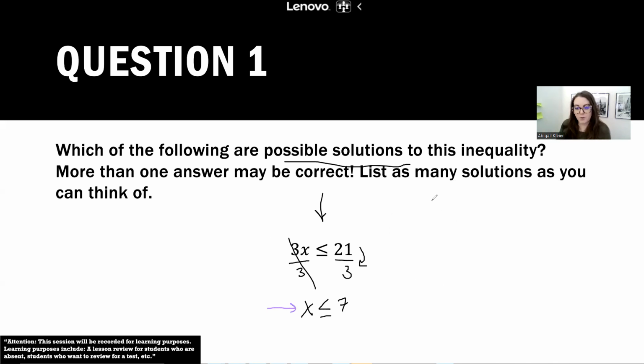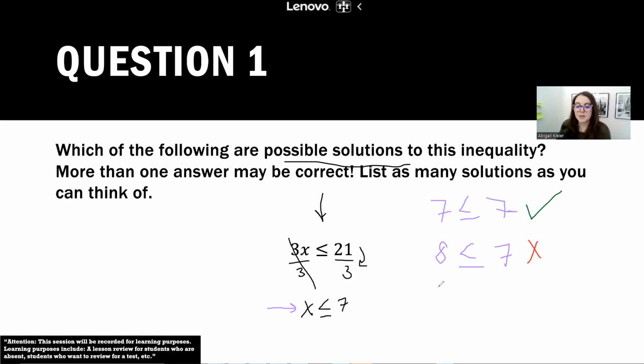So for example, if we put the number 7, 7 is less than or equal to 7. Does that work? Well, yes, 7 is less than or equal to 7. What about 8? Is 8 less than or equal to 7? Well, no, 8 is not smaller than 7, so this would be incorrect.